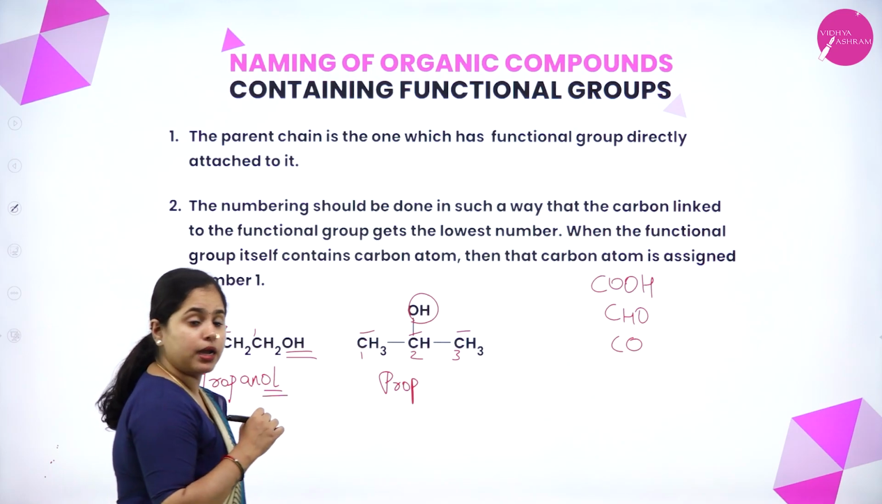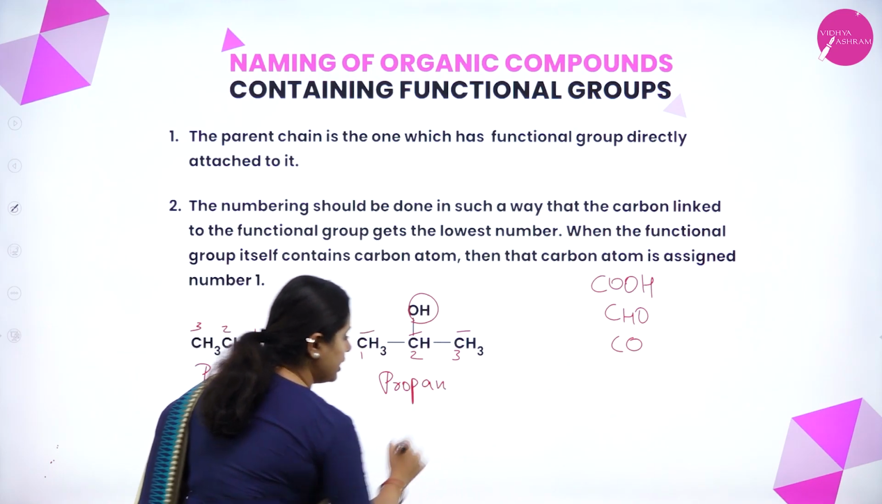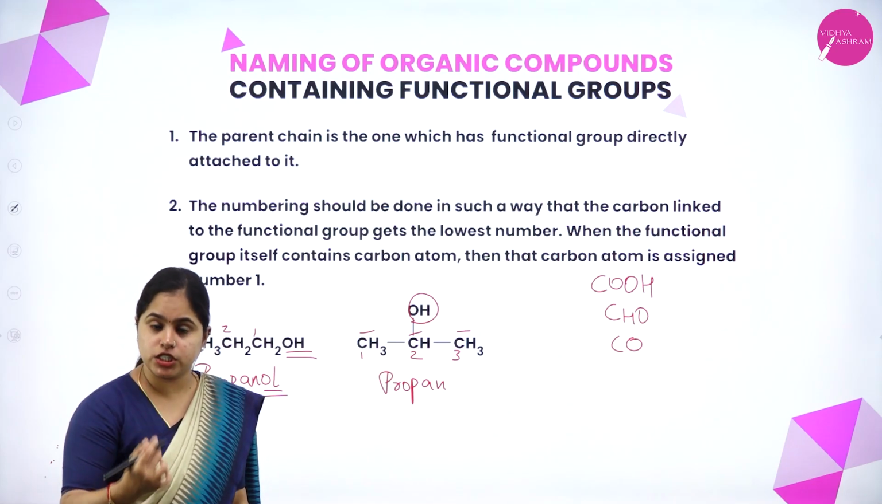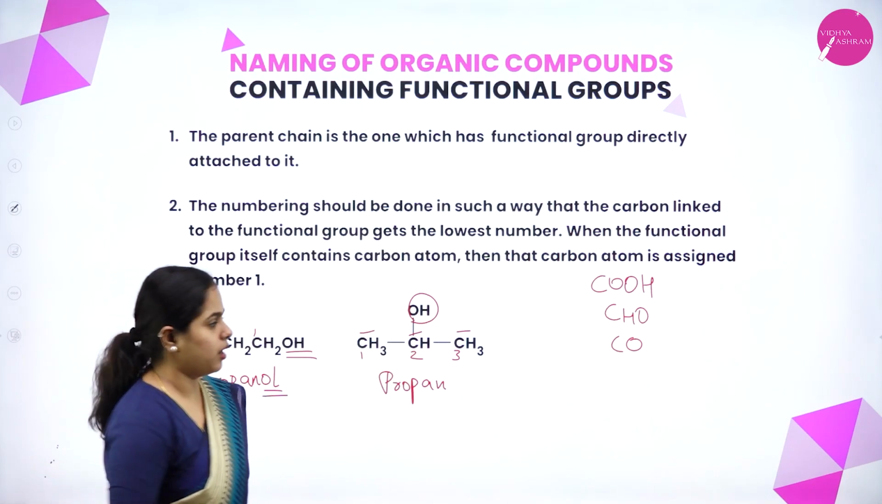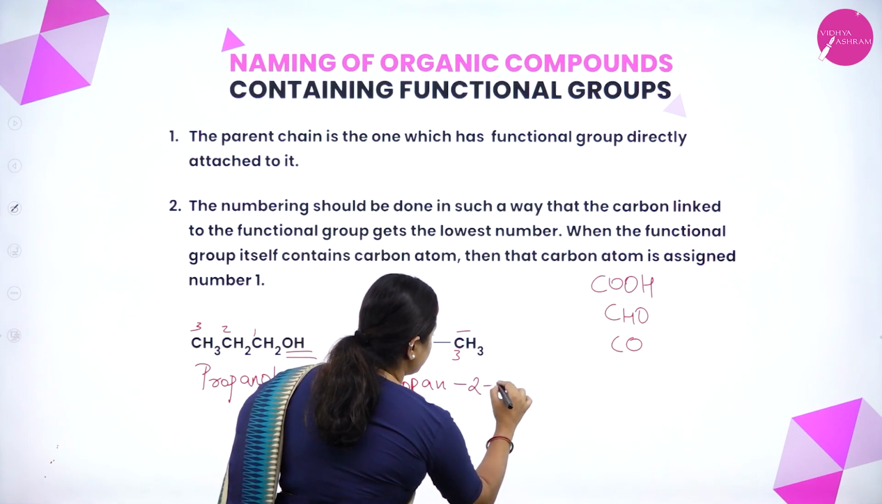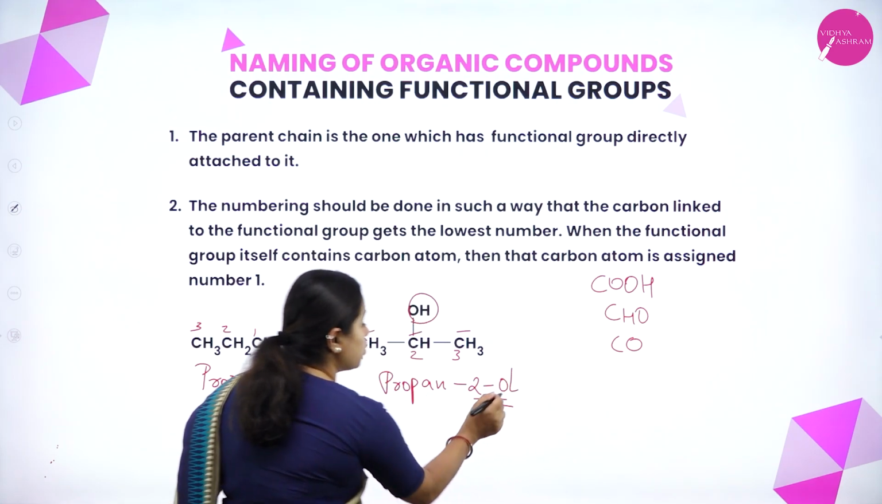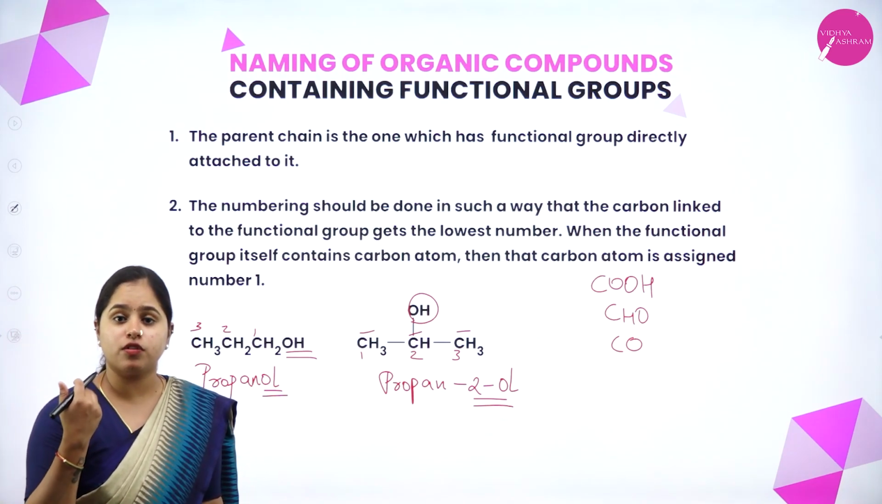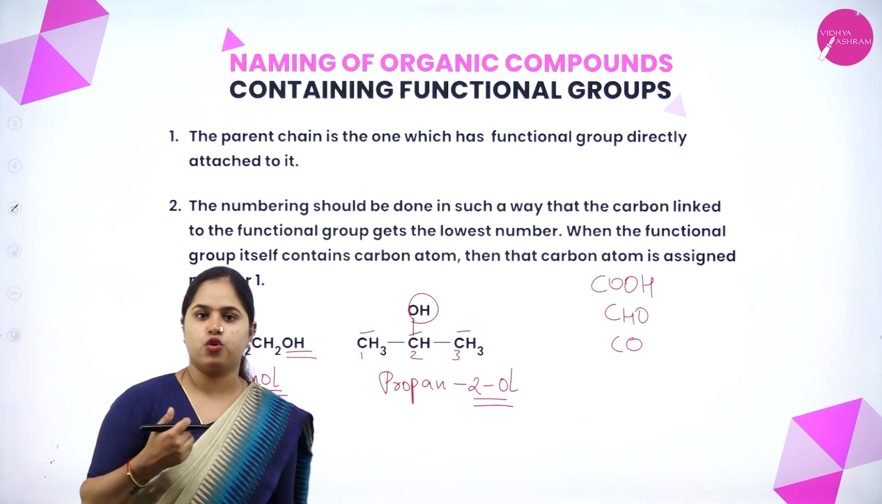Right? And the primary suffix will be 'an', right? Propen. And on which carbon atom is your functional group present? On the second carbon atom, right? So it will be 2-ol. So in this case, you have to mention the position of the functional group, that is, on which carbon atom the functional group is attached.